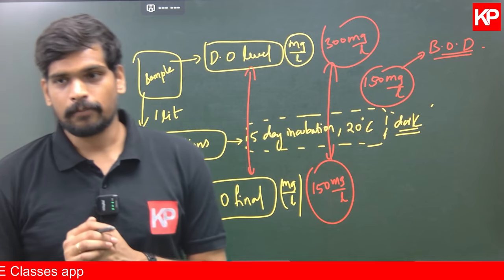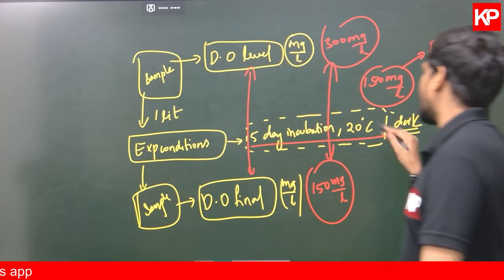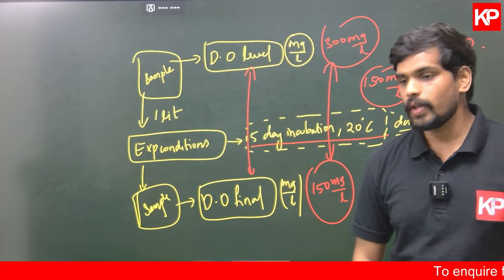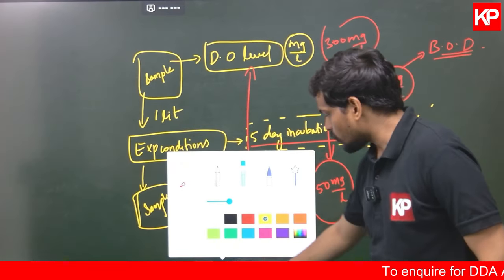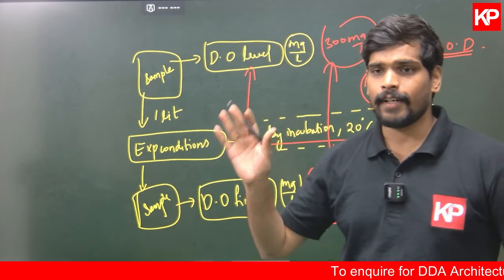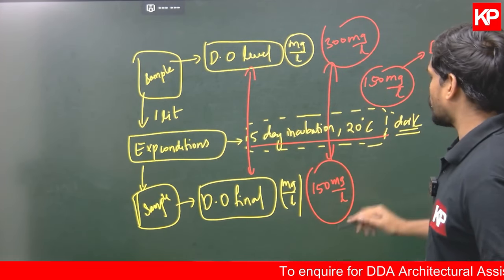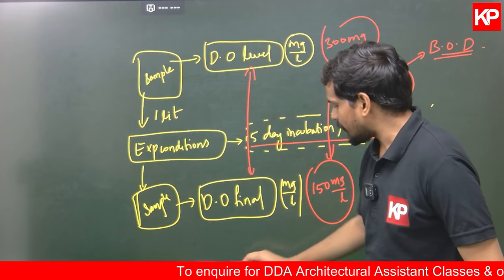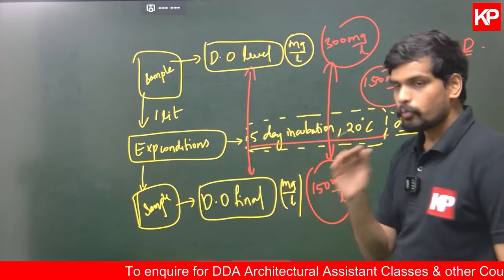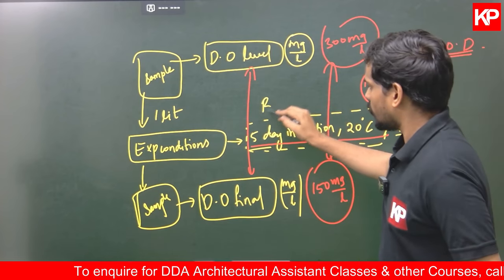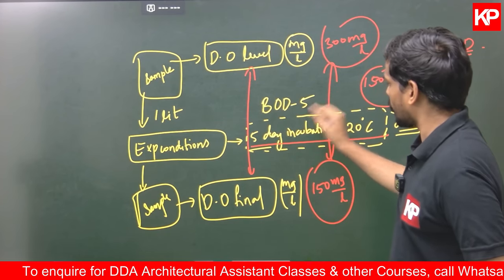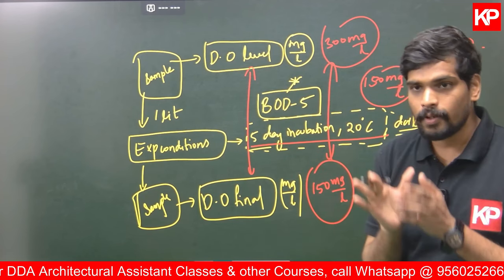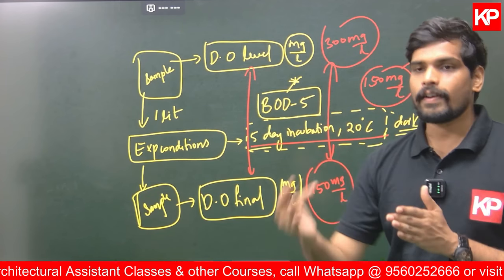The incubation period generally is a 5 day period. This also was asked in a DDA examination once: what are the standard temperature and incubation period for BOD measurements? Standard BOD, which was standardized in the early 1900s, is a 5 day incubation at 20 degree centigrade. Because you're measuring over a 5 day incubation period, to specify that, we write it as BOD5. BOD5 is basically the specification of biological oxygen demand over a 5 day incubation period.